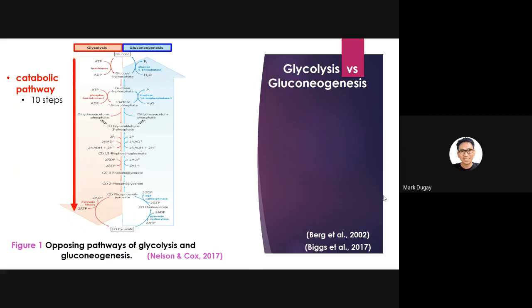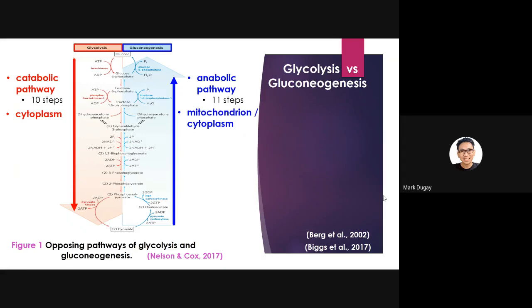Whereas gluconeogenesis is an anabolic pathway that uses the energy released by catabolic pathways to build larger molecules from smaller molecules. So from pyruvate to glucose, and it has 11 steps. Glycolysis occurs in the cell cytoplasm, whereas gluconeogenesis occurs in the mitochondrion and cytoplasm, and mostly occurs in the liver.